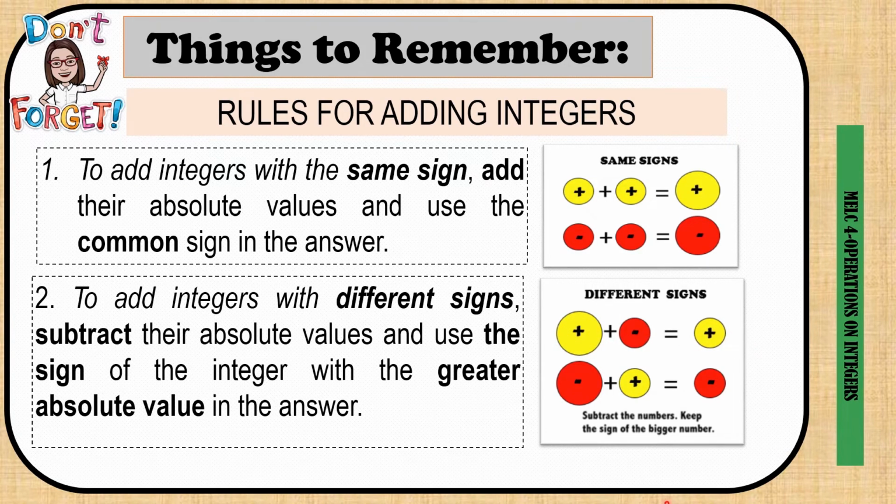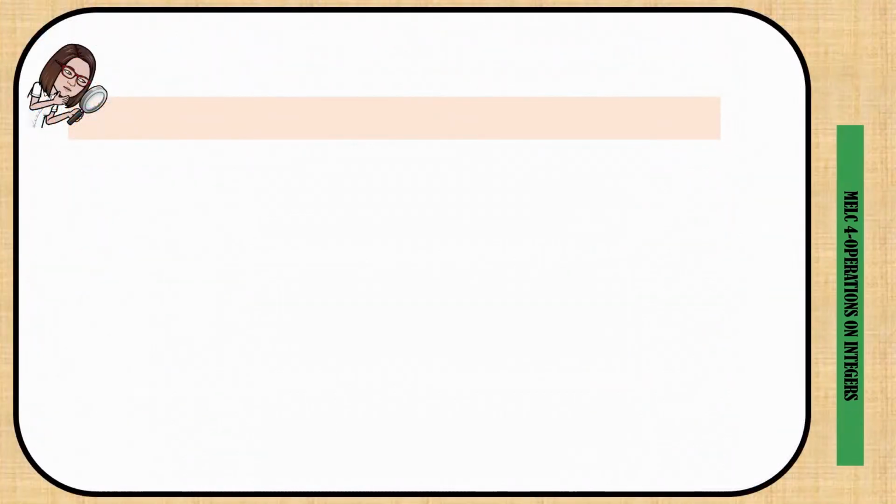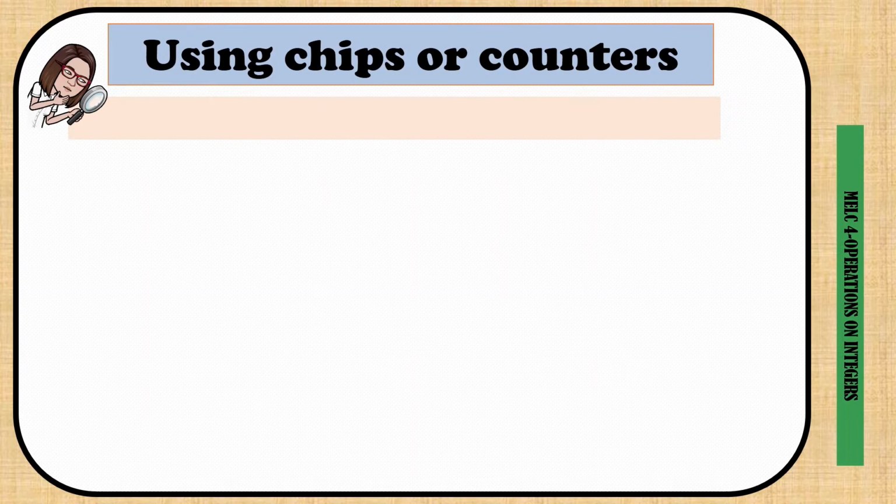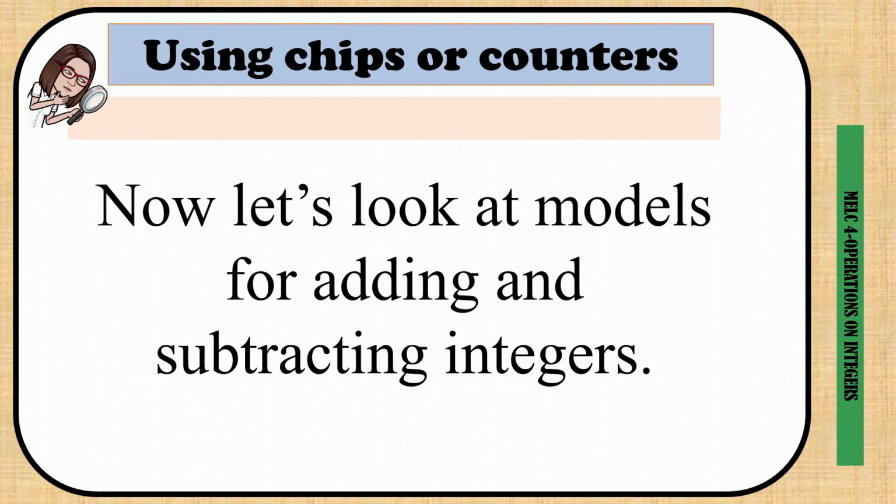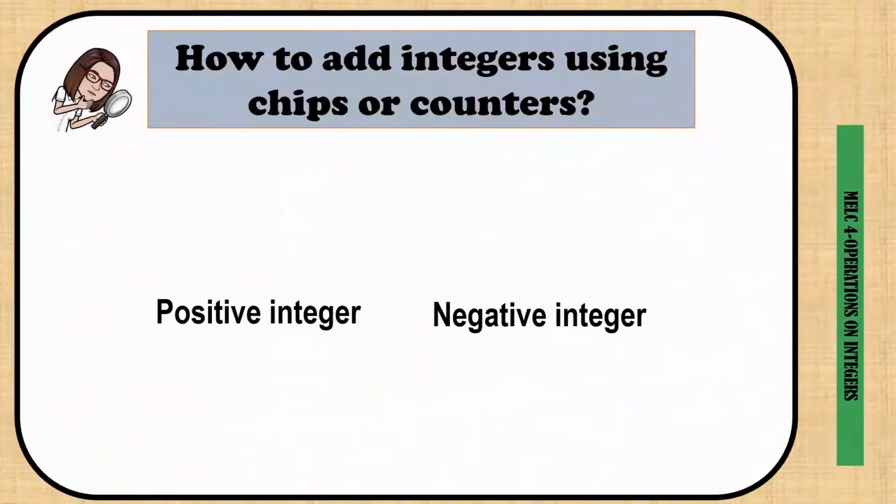Okay, so let's have models when using chips or counters. Now let's look at models for adding and subtracting integers. How to add integers using chips or counters? I have here a positive integer, which is in color yellow, and a negative integer in color red.